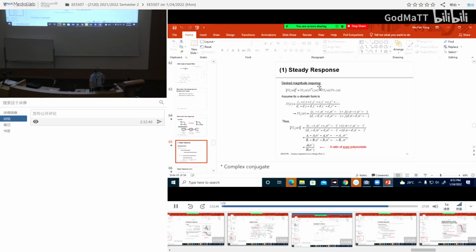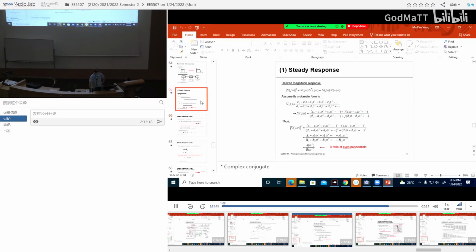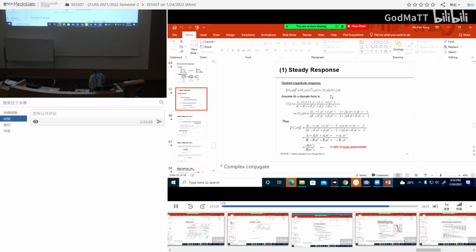If you work out the magnitude response, assume that this is the S domain and this will be the frequency domain, j omega, you find that this magnitude response is basically a numerator over a denominator. Sorry, N is not the numerator. N is the magnitude response.